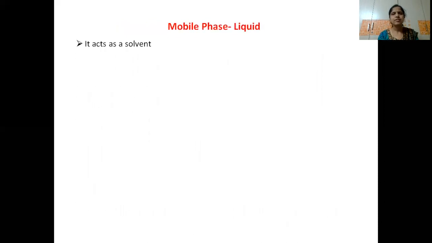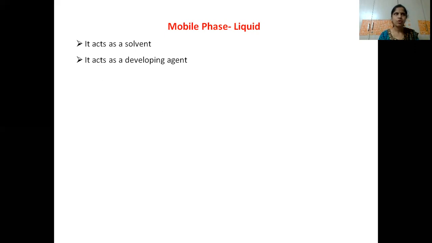Then what are the mobile phases that can be used in chromatography? As I said, mobile phases may be in a liquid state or gaseous state. The function of the mobile phase is, first, that it acts as a solvent. Suppose the sample is a solid, we need to dissolve that sample in a proper solvent, so the mobile phase can act as a solvent where we can dissolve the sample. It also acts as a developing agent, mainly used for developing the chromatogram.